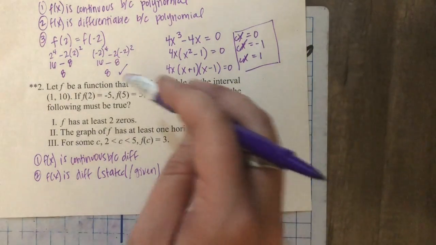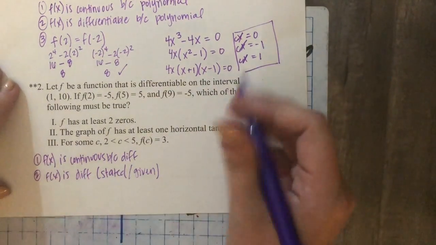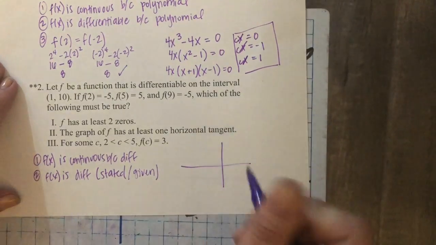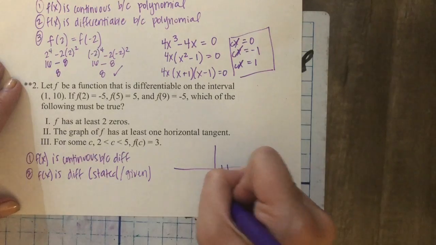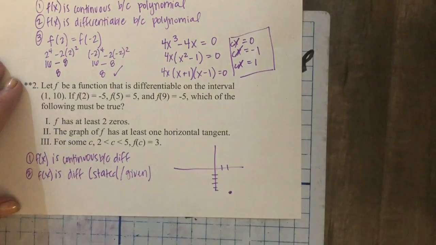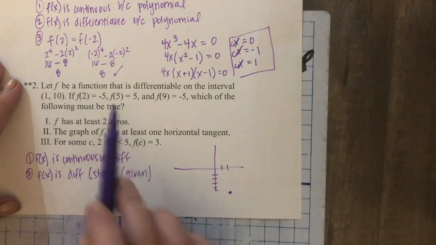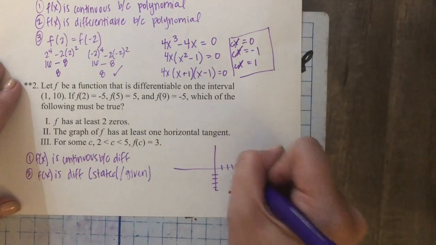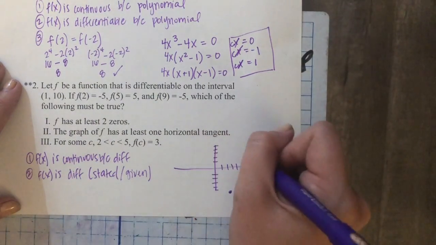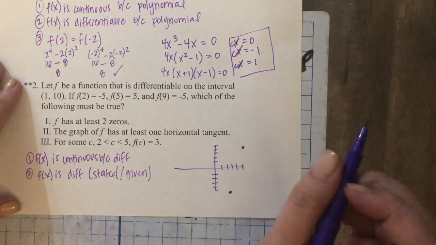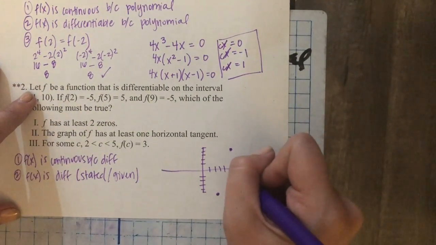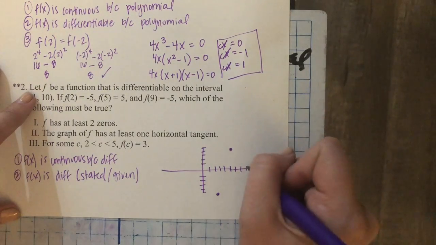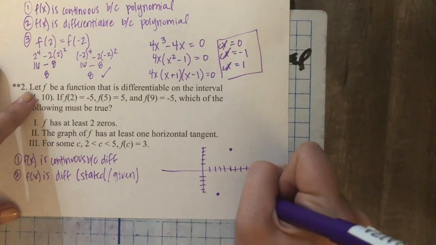Now, anytime I see this, my mind immediately wants a graph. f of 2 is -5. Then f of 5 is equal to 5. Okay, and it doesn't have to be a perfect graph, which is why I'm not using graph paper. And f of 9, it's really making me extend this way, 5, 6, 7, 8, 9, is -5.